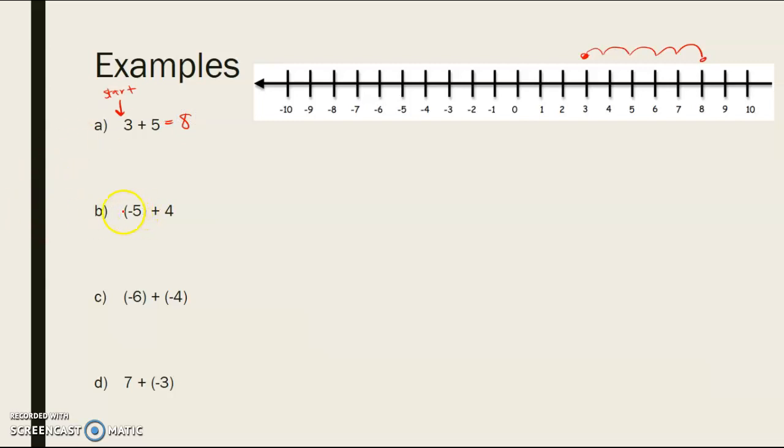Now I'm going to move on to negative 5. Again, this is where I start. Put an S for start. So I'm going to put my dot at negative 5. Adding means to go to the right, so I'm going to add 4. So I'm going to go 1, 2, 3, 4. So when I move 4 to the right, I am now sitting at negative 1.